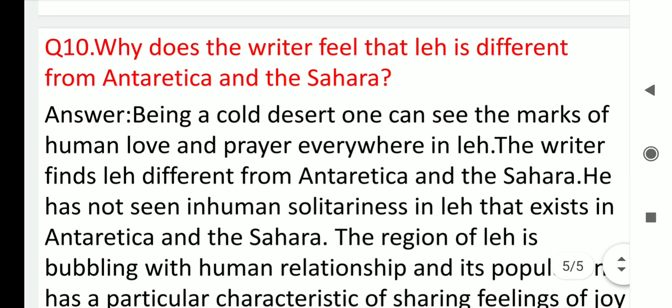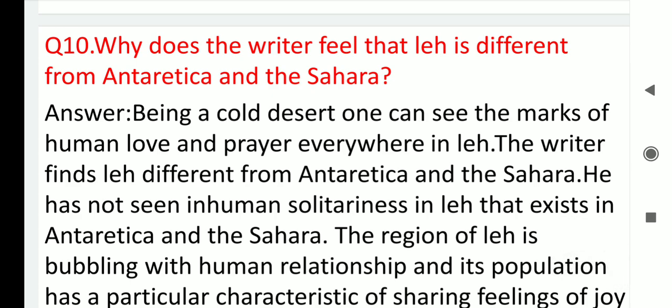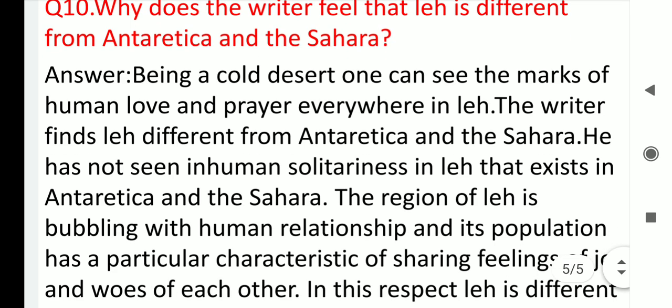Now, question number 10. Why does the writer feel that Leh is different from Antarctica and Sahara? Answer: being the coldest desert, one can see the marks of human love and prayer everywhere in Leh. The writer finds Leh different from Antarctica and the Sahara.